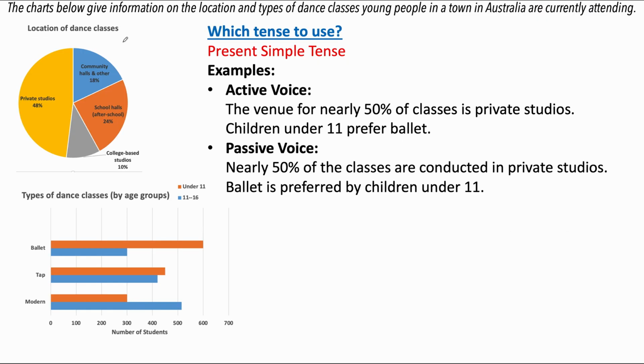Both the charts that we have describe current attendance in dance classes. You should primarily use the present simple tense, also known as the present indefinite tense. And we can use both active and passive voice to add variety to our sentence structures.